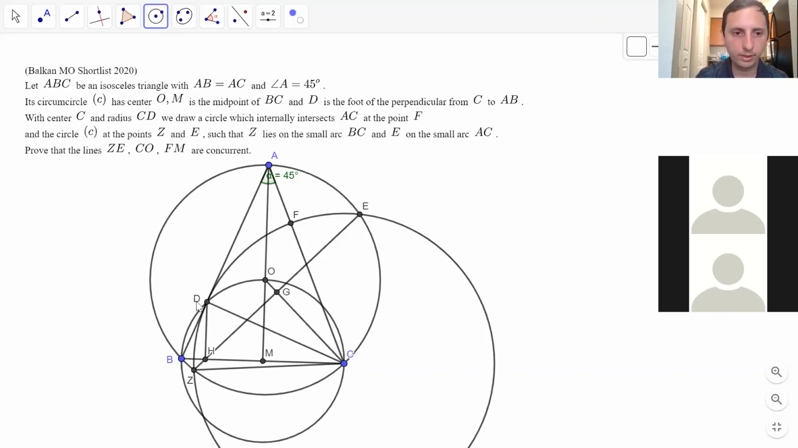So yeah, once ZD is equal to ZM, ZD is equal to FE, like we said. So ZM is equal to FE, and also EG is equal to GZ. And also, that's enough to show that FEMZ is a parallelogram, and then that solves the problem. So yeah, I think we're good.